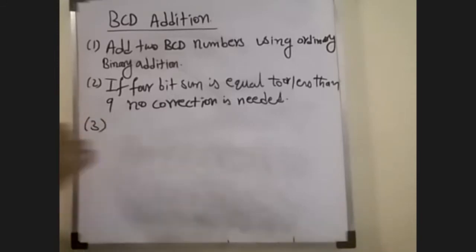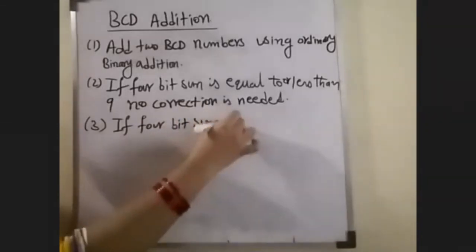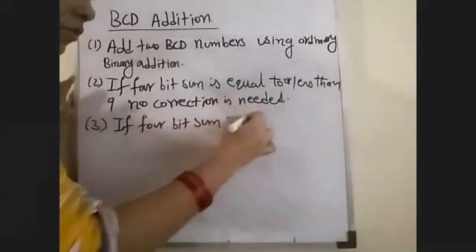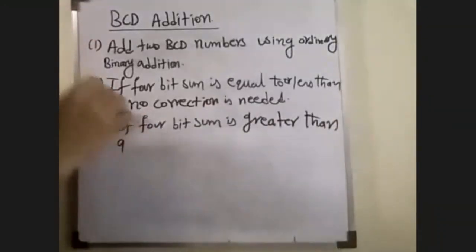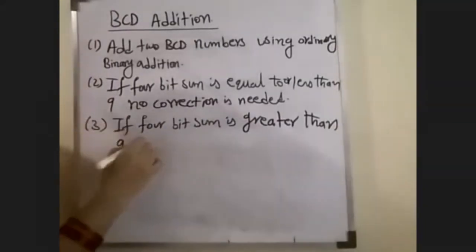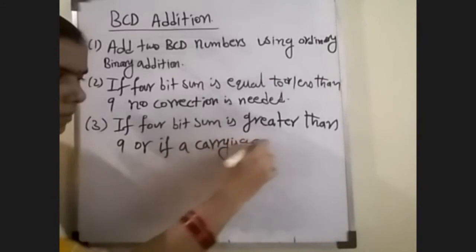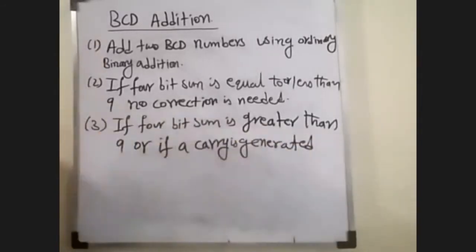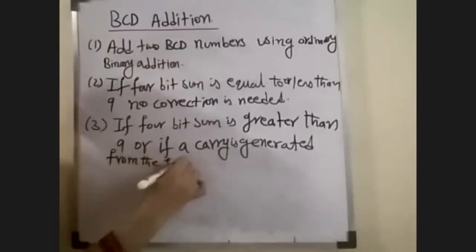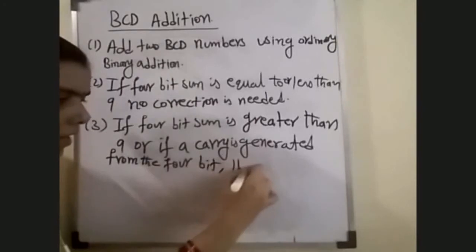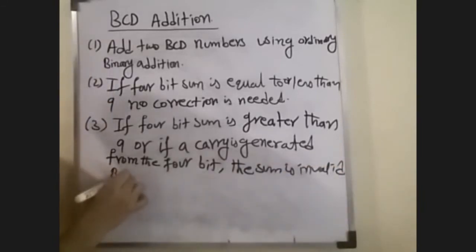Otherwise, what is the next step? If the 4-bit sum is greater than 9, or if a carry is generated from the 4-bit sum, the sum is invalid BCD.